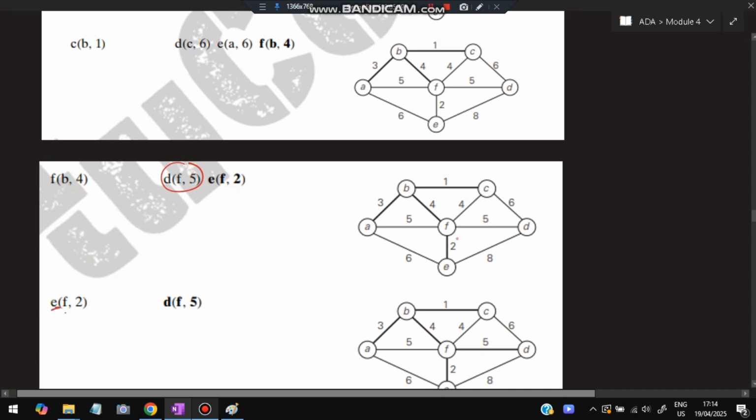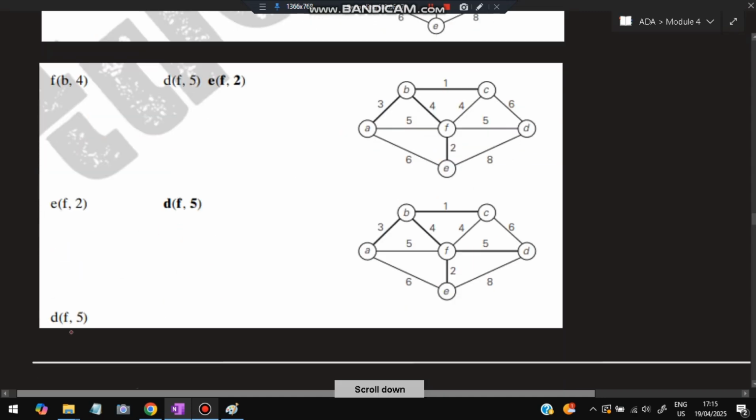Now from E I can go to D with 8 cost, but previously I had gone through F with 5 only, right? So 5 I will compare with 8, whichever is smaller that I will take. So this is smaller, so I'll not write 8 here. I'll keep the previous one only, which is 5. Why? Because 5 is smaller, so I'll be keeping it as such, and that one will be taken into consideration. Means DF5, that one will be made bold.